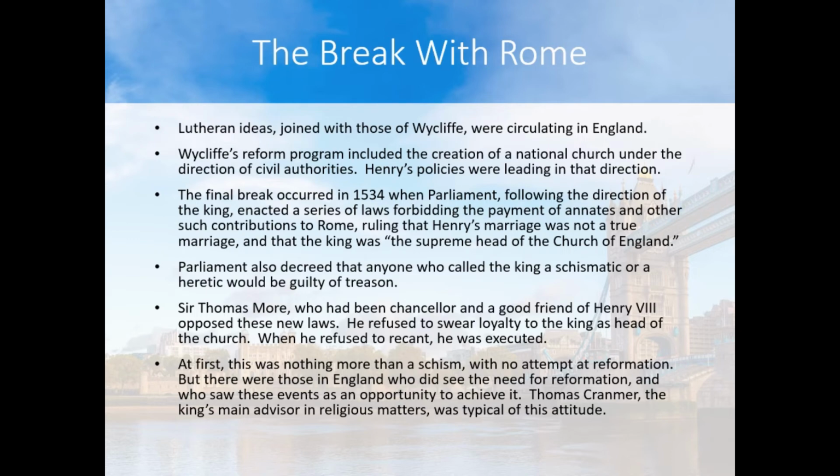At first, this was nothing more than a schism with no attempt at reformation. But there were those in England who did see the need for reformation and who saw these events as an opportunity to achieve it. Thomas Cranmer, the king's main advisor in religious matters, was typical of this attitude. So the king did have a guy who was high up in the church and who he was listening to about religious matters, who wanted to see change made. And so these people, even though they weren't the king who created the Protestant Reformation in the country, were the ones who actually made the Reformation part of it happen, not just a split.